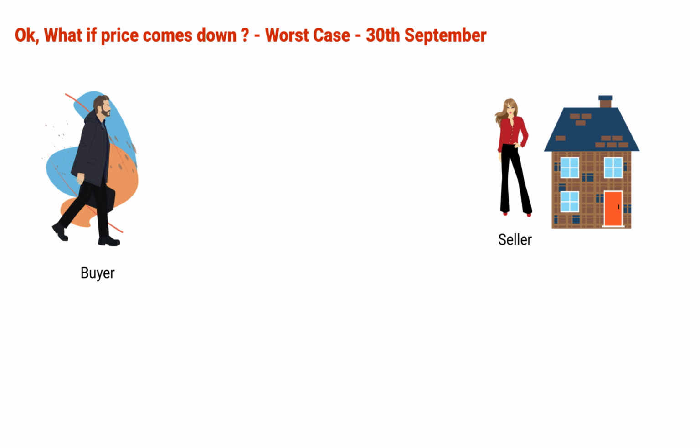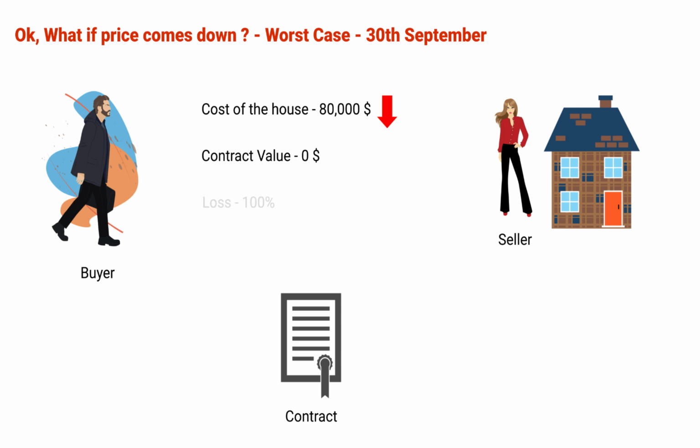Let's see worst case. If the house price drops below $100,000, then contract value at the end of the 30th September will become zero and Tony will incur 100% loss and Lucy will keep the house as well as $1,000 profit. That's how options work.